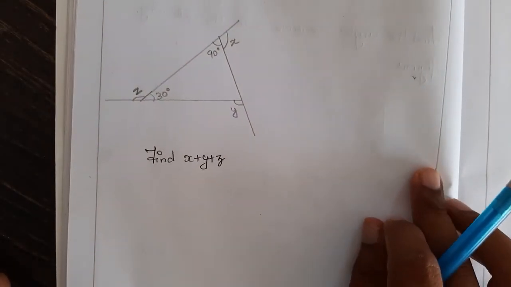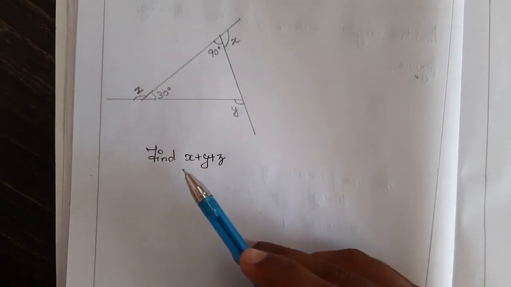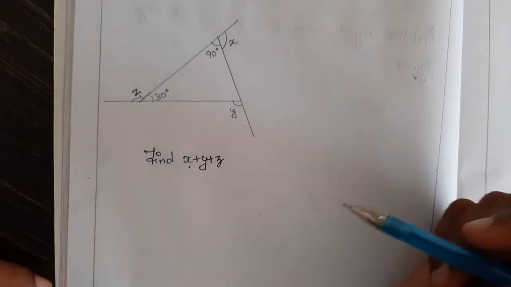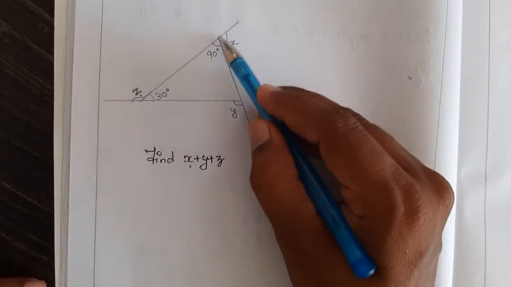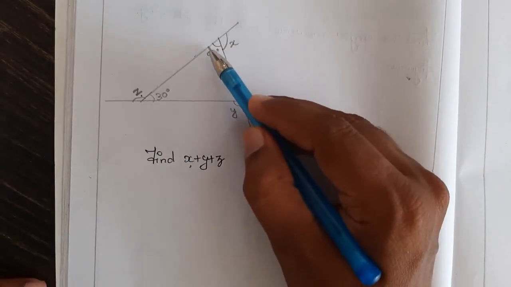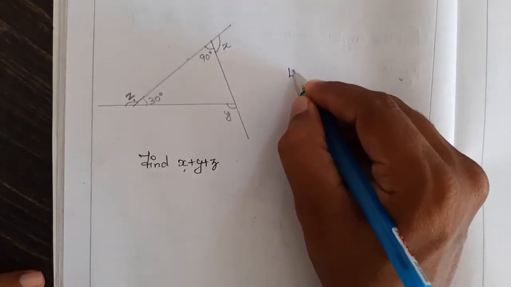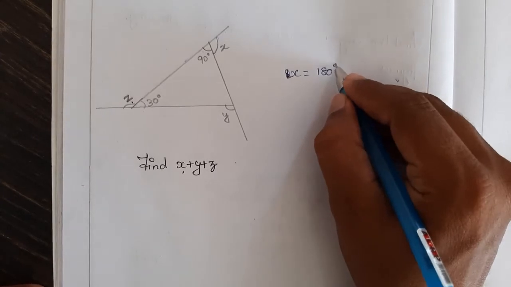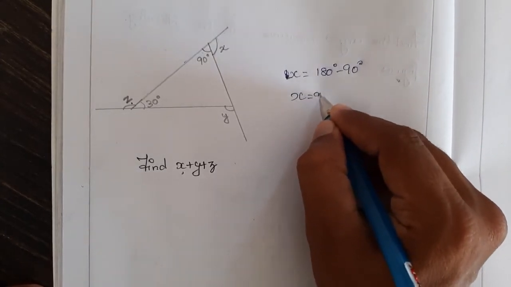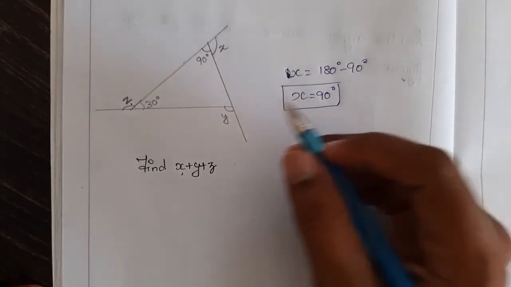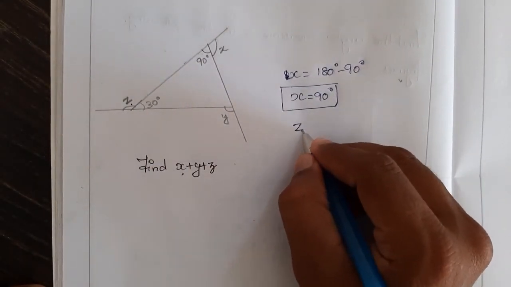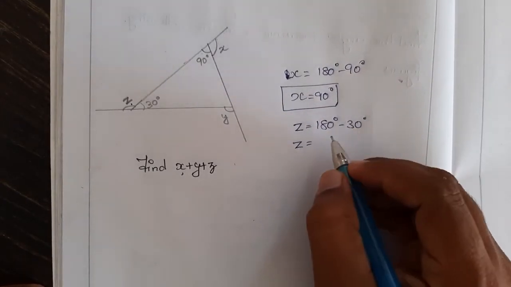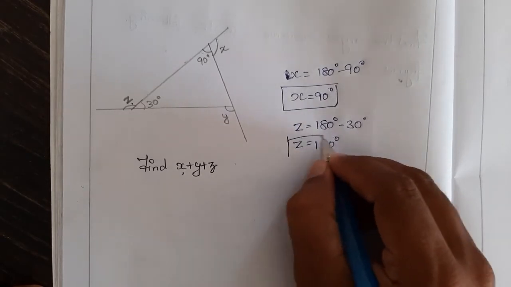So here we go for the next problem. Find x plus y plus z. You can see x is an exterior angle, z is also exterior, y is also exterior, but you can see this is in a linear pair, right? Linear pair means total 180. If you need x, it is 180 minus 90, so x is equal to 90 degrees. The same way for z also we can find. So z is equal to 180 degrees minus 30 degrees, so z is equal to 150 degrees, right?